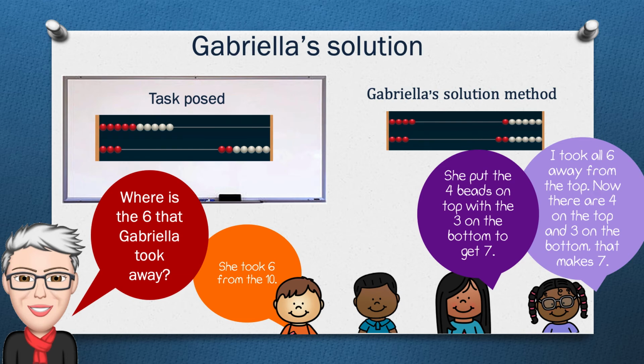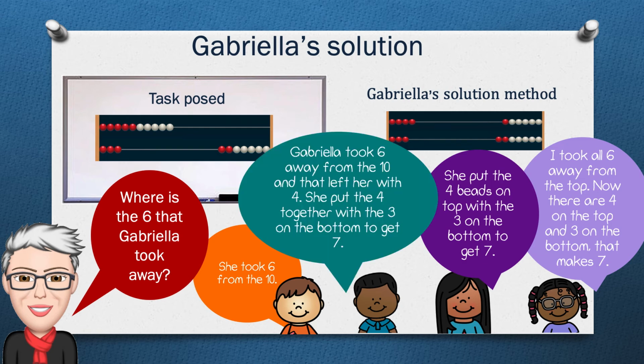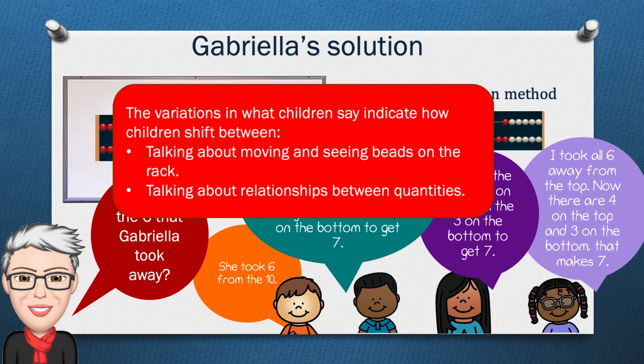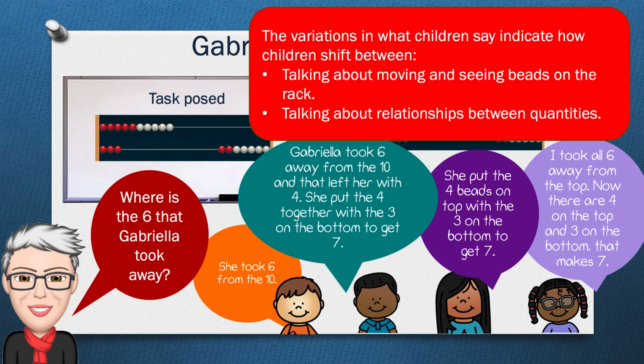Someone else might say Gabriella took 6 away from the 10, and that left her with 4, and she put the 4 together with the 3 on the bottom to get 7. These seemingly slight variations in what children say are important because they indicate how children shift between talking about beads, how the beads were moved and what they see on the rack, and talking about relationships between quantities. And this dual way of talking is precisely how moving the beads on the rack to solve tasks gradually over time evolves into reasoning by using grouping strategies.